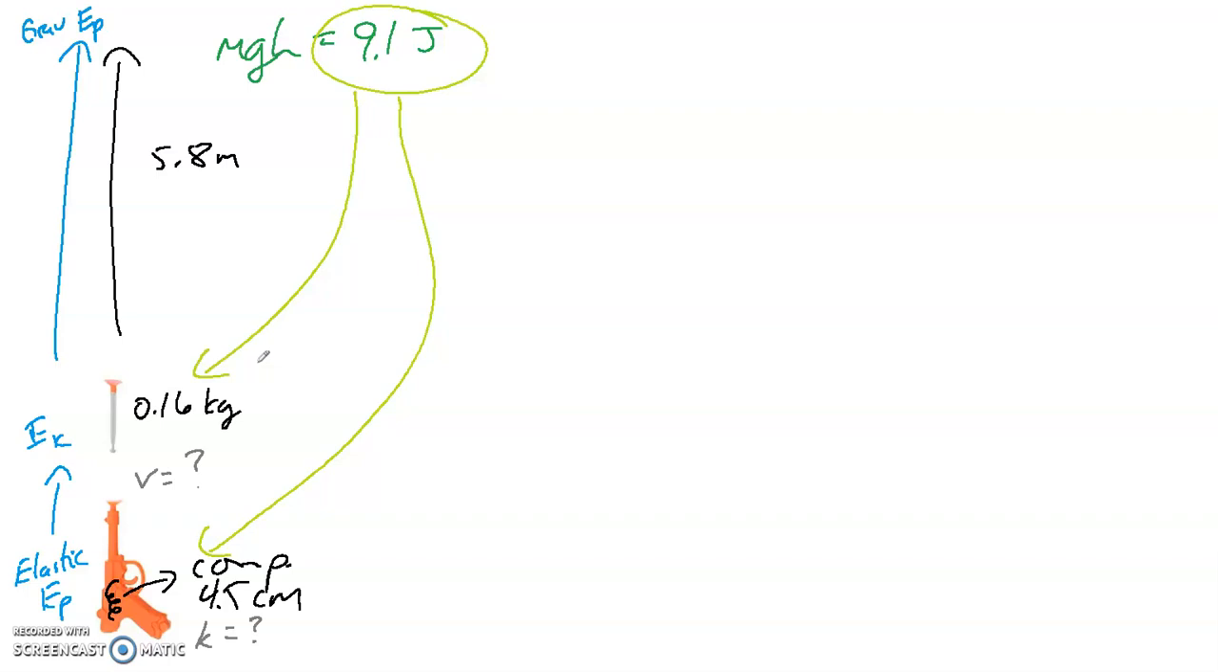That 9.1 joules of gravitational potential energy must have also been how much kinetic energy I started with. So if I take that 9.1 joules and make that equal to the kinetic energy of the dart, I can solve for how fast the dart must have been going when it was initially fired. I've got the 9.1 joules, I know the mass of the dart, and we'll rearrange, and we should get around 10.7 meters per second.